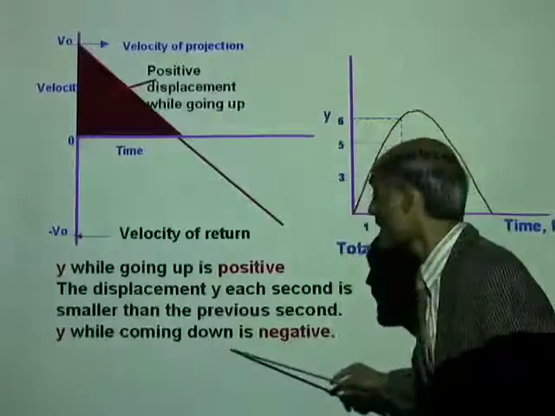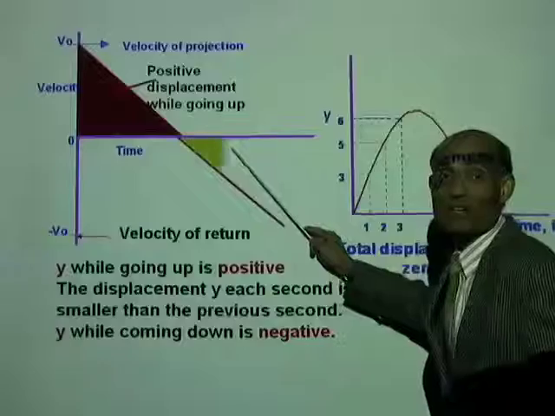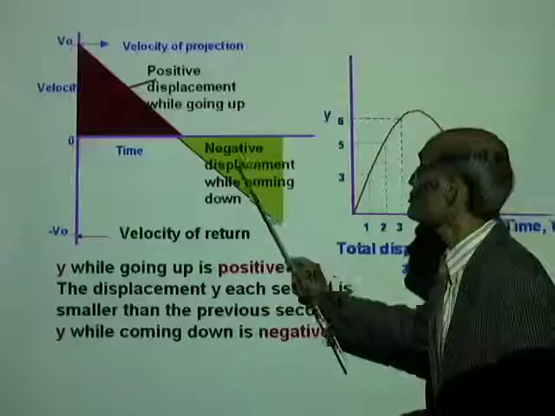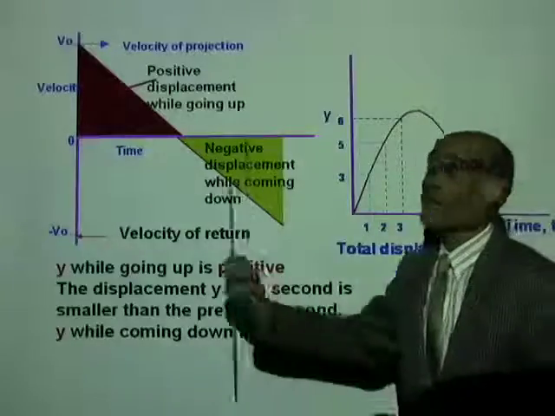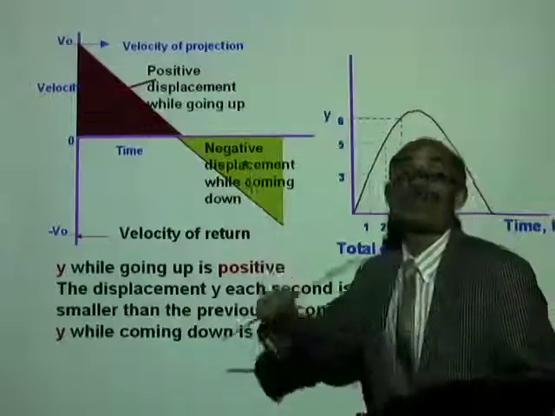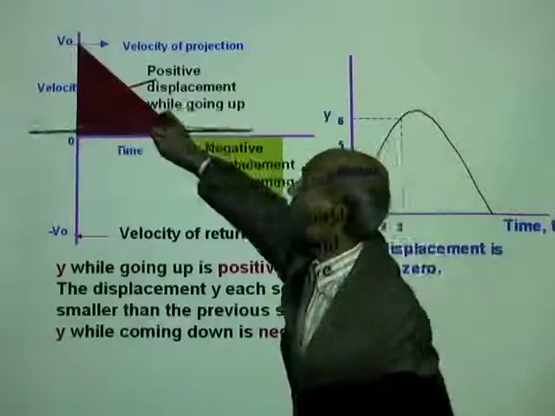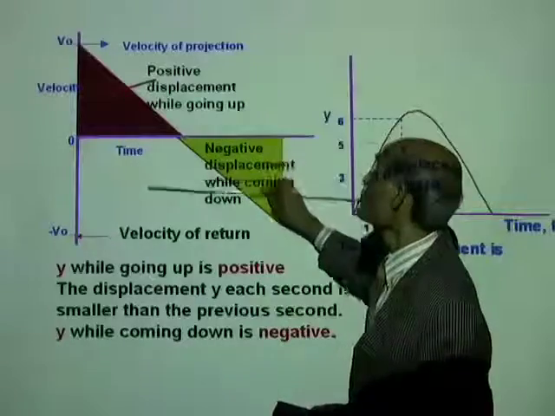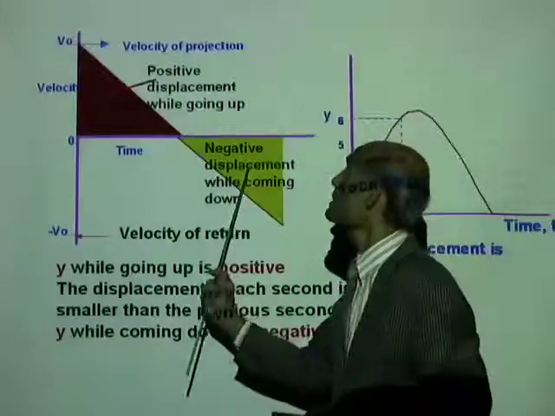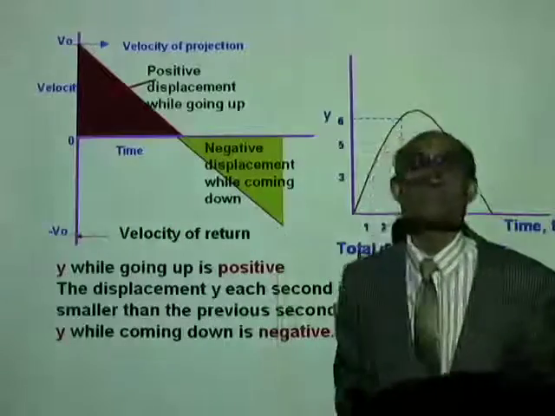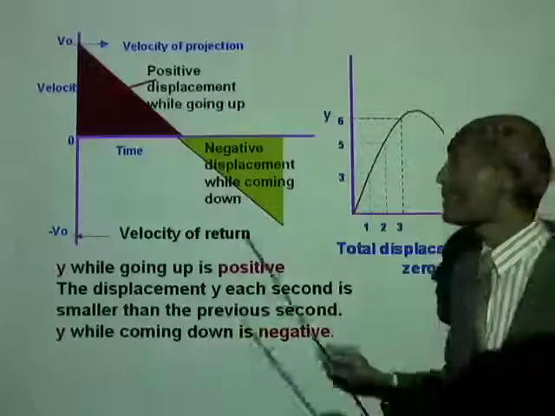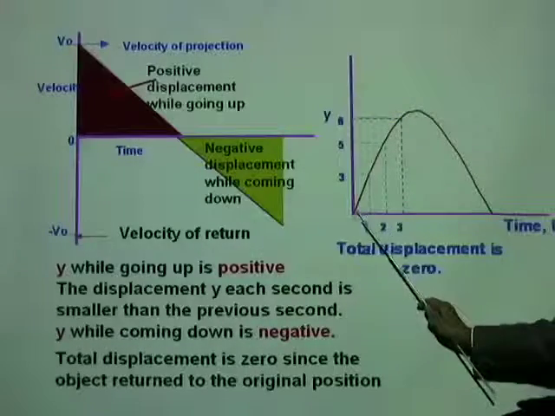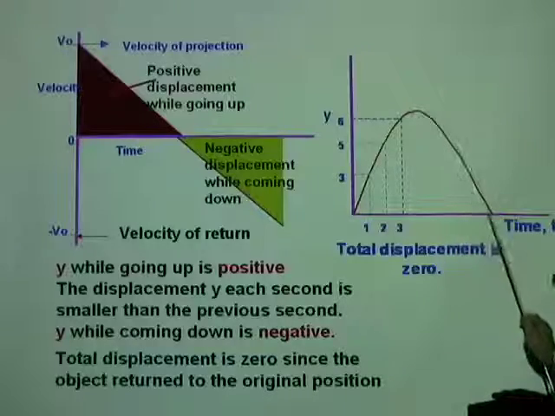Now, y while coming down is negative. The displacement while coming down is negative. Now this is the negative displacement while coming down. What is the total displacement for the whole journey? You can see the area above the x-axis is positive. The area below the x-axis is negative. That means if you add these two, what do you get? 0. So the total displacement is 0 in this case.